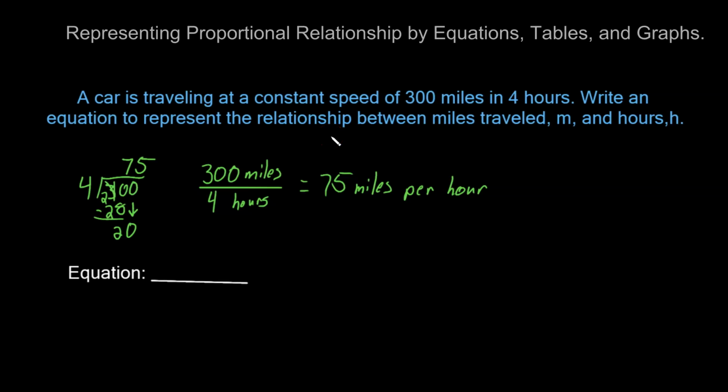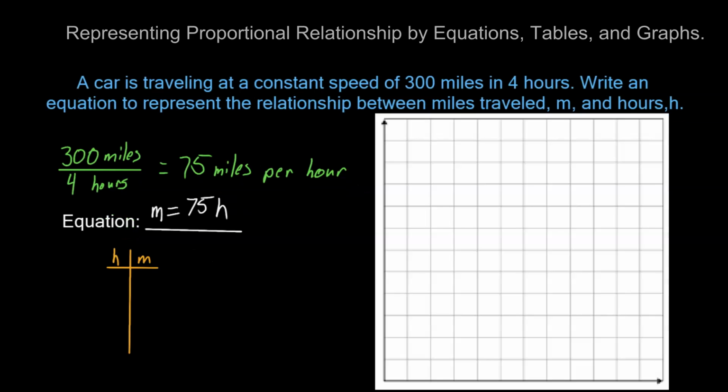So in the problem it says, write an equation to represent the relationship between miles traveled m and hours h. The miles traveled would be our dependent variable, where hours is our independent variable. They're going to travel m miles, so m is equal to 75 times h, so 75h. Our equation is m equals 75h.